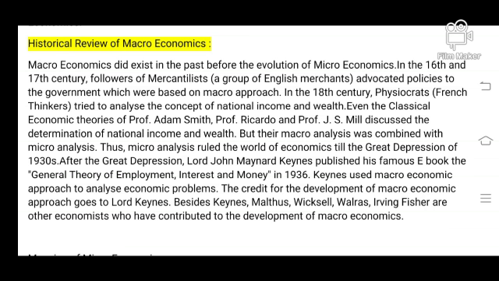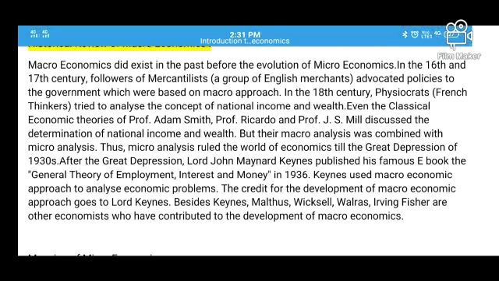Then we look at the historical review of macroeconomics. The macro approach to studying the economy is comparatively new and of recent origin. Though it is a modern approach, this does not mean that it did not exist in the past. It is true that macroeconomics did not exist as a separate branch of economic analysis in the past, but this approach did prevail in economics before the evolution of microeconomics.